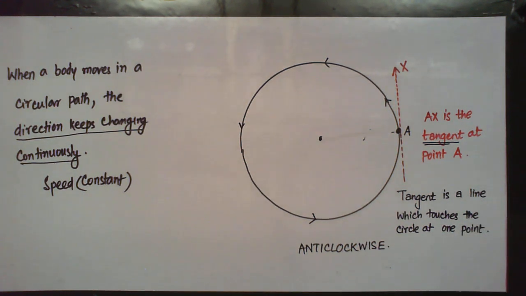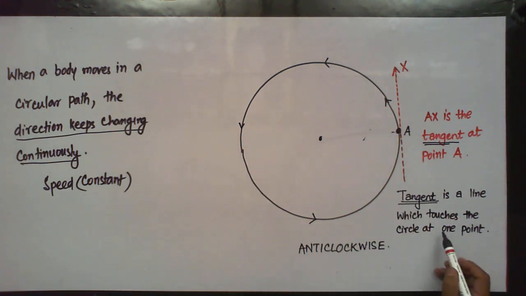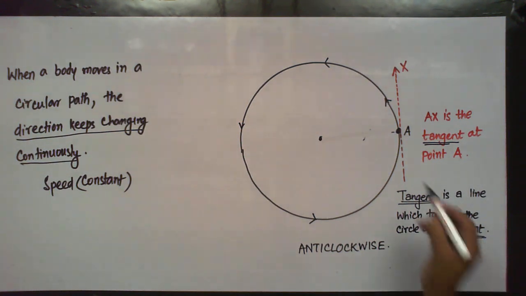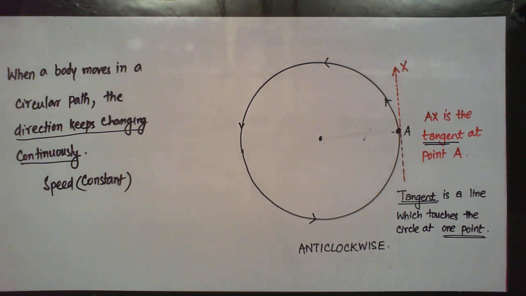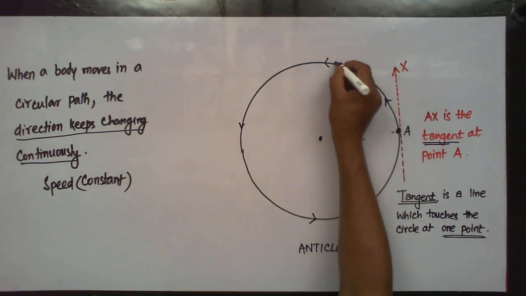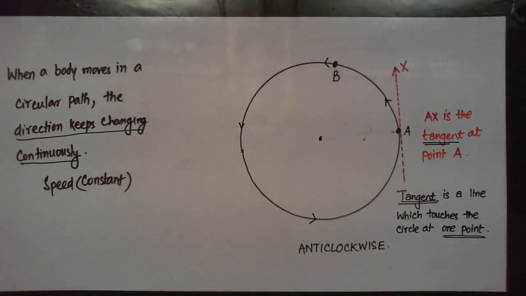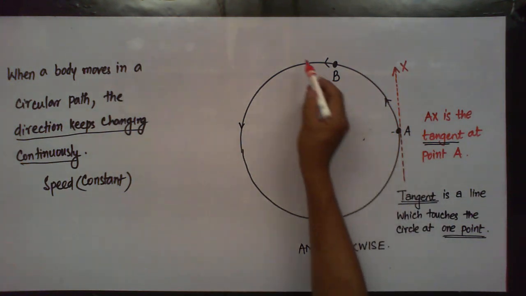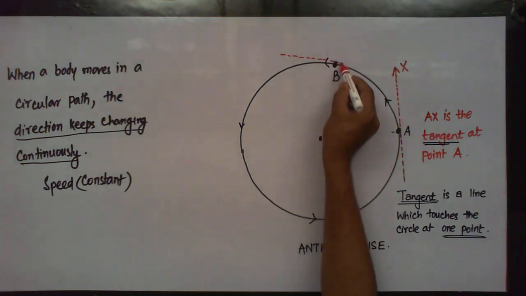You know about a chord. A chord will touch the circle at 2 points, but a tangent is going to touch the circle at only one point. So at point A, the direction of the body is towards AX. Now if the body reaches here, what would be the direction of the body? The direction of the body would be again tangential. So this would be the tangent now.